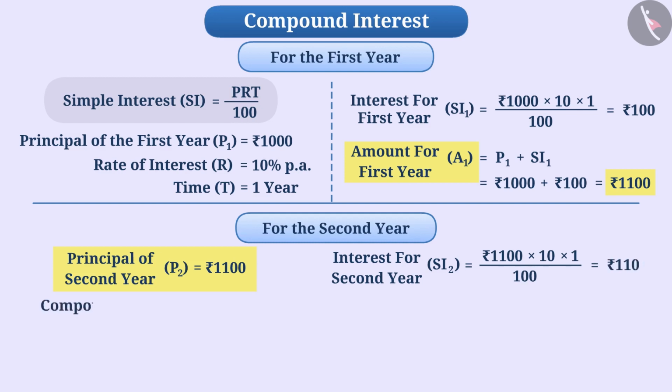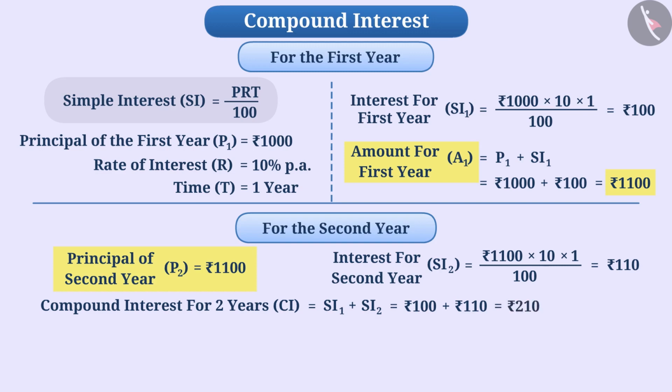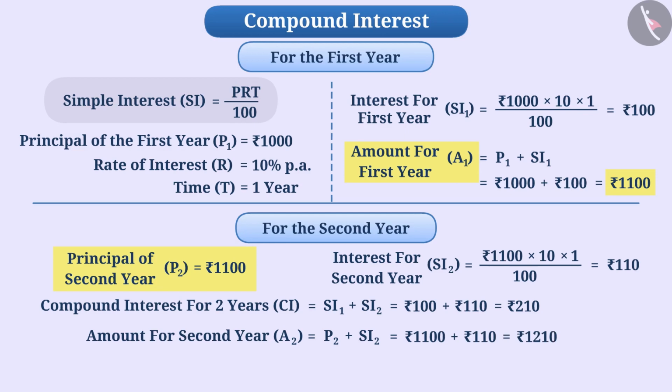In this way, compound interest for both years CI is SI1 plus SI2 is equal to rupees 100 plus rupees 110 is equal to rupees 210. Here, after 2 years, amount is A2 is equal to principal of second year P2 plus interest of second year SI2 is equal to rupees 1100 plus rupees 110 is equal to rupees 1210.